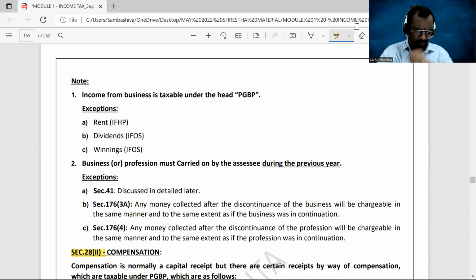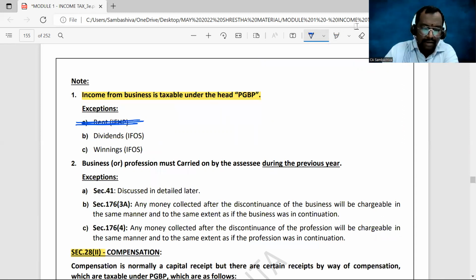Next, income from business is taxable under the head PGBP. Yes, but we do have some exceptions, ma'am. What are the exceptions? The first one, rent from income from house property. This you can strike out, sir. Because recently we have a judgment that if a person is exclusively engaged in the business of letting out properties.